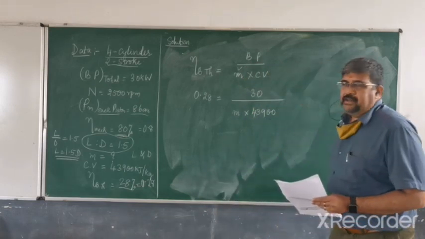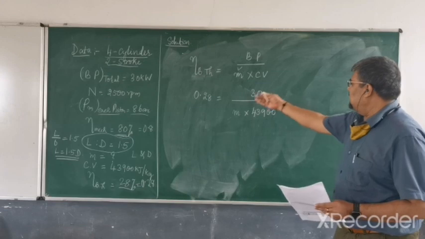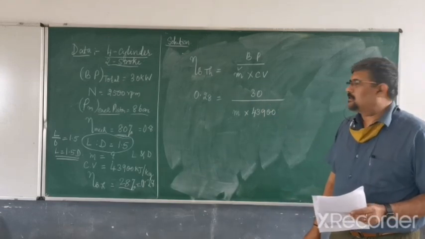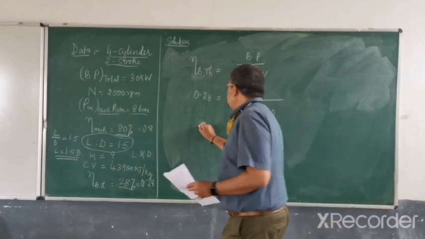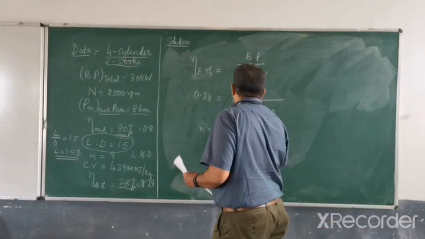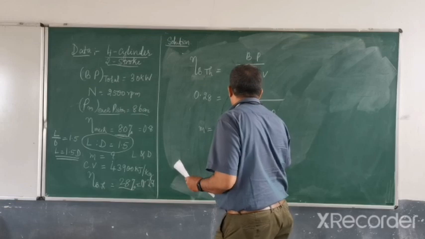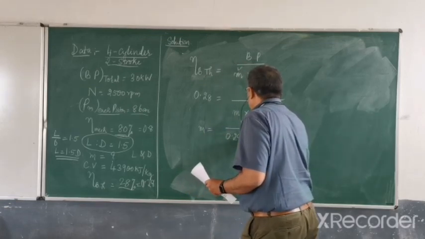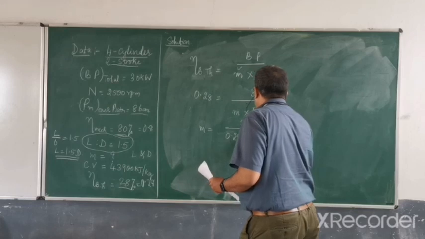Now when I do this, I can easily find out the value of M. I can easily calculate the value of M. So M will be equal to 30 divided by 0.28 into 43,900.